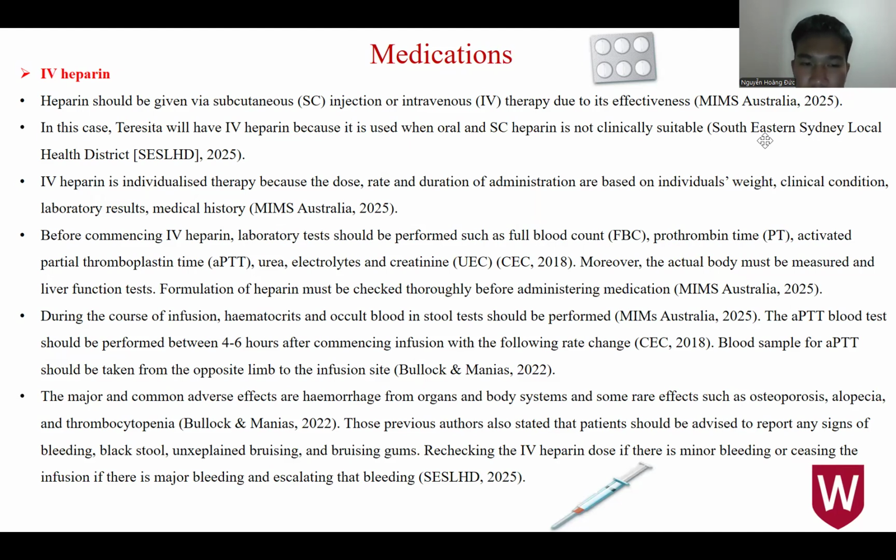The major and common adverse effects are hemorrhage from organs and body systems, and some rare effects such as osteoporosis, alopecia, ataxia, and thrombocytopenia. Those previous authors, Bullock and Manias, also stated that patients should be advised to report any signs of bleeding, black stools, unexplained bruising, and bleeding gums, reducing the IV heparin dose if there is minor bleeding, or ceasing the infusion if there is major bleeding, and escalating major bleeding.